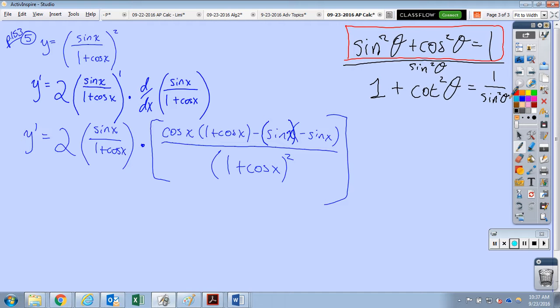This is the reciprocal of sine squared theta. The reciprocal of sine is cosecant. So 1 plus cotangent squared theta is equal to cosecant squared theta. So you don't have to memorize, you memorize this one and then divide the whole equation by this, and you get the other one.